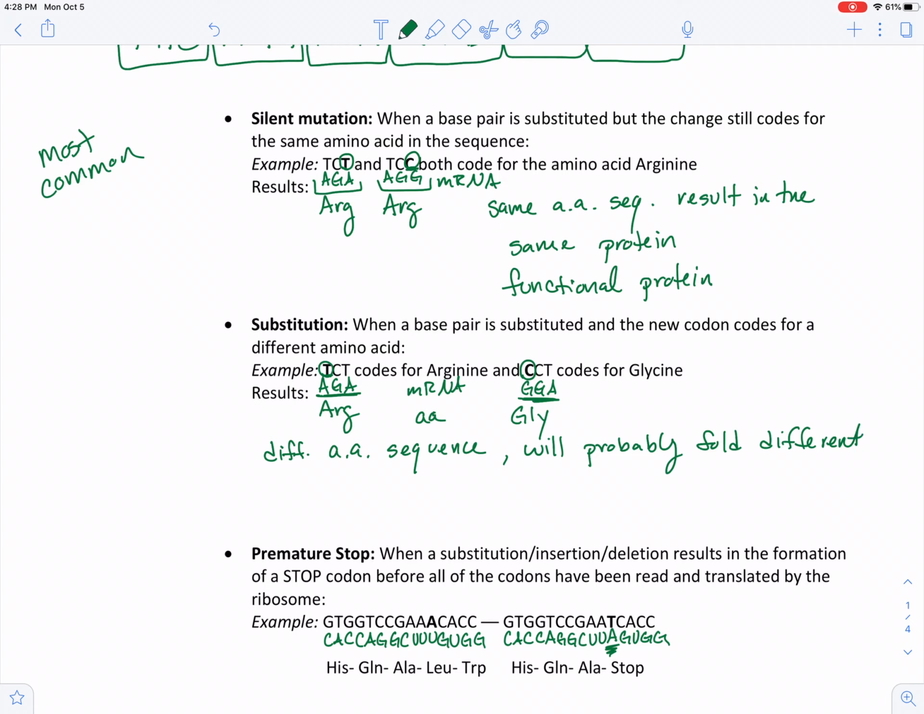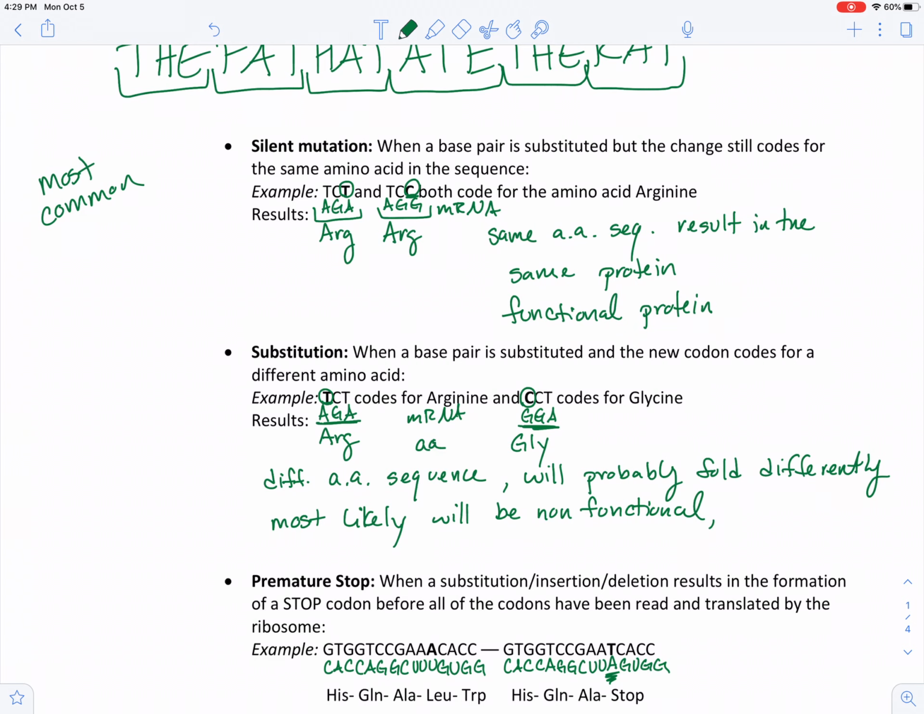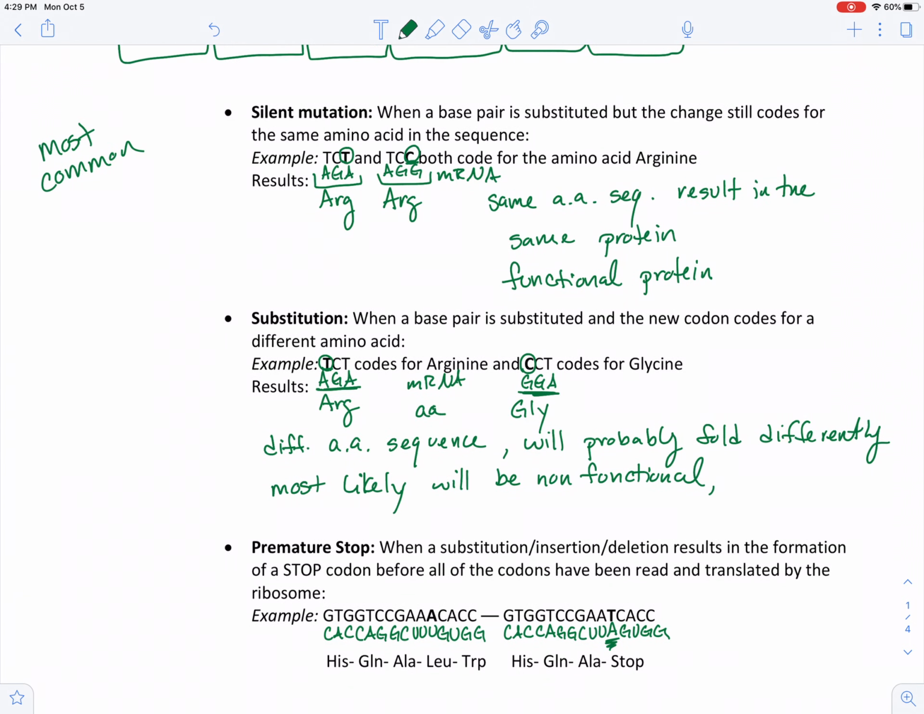And if it folds differently, the most likely scenario is that you make a non-functional protein. So again, that's the most likely when it comes to probability. So we'll probably fold differently. Most likely will be non-functional. There is a chance, however, that the amino acids are similar enough and it does fold the same and you get a functional protein. So you could still maybe have a chance that it folds and functions the same.